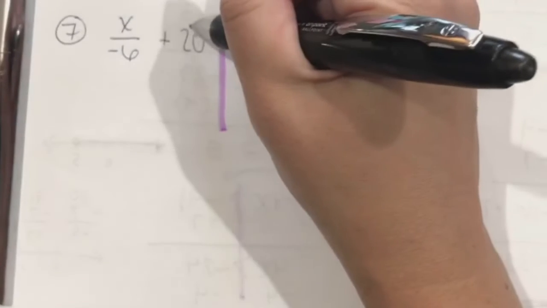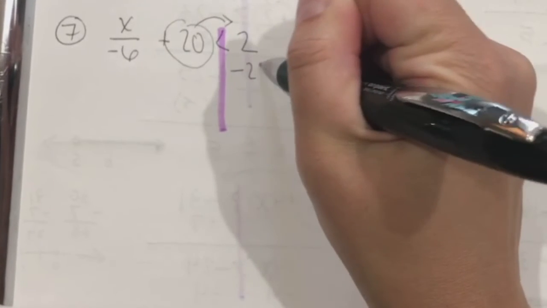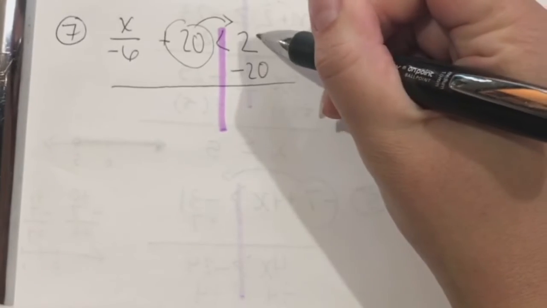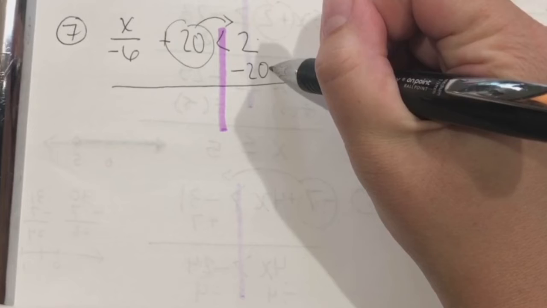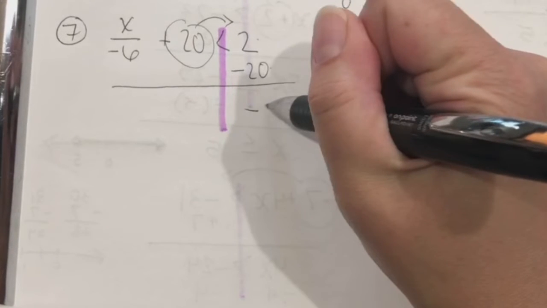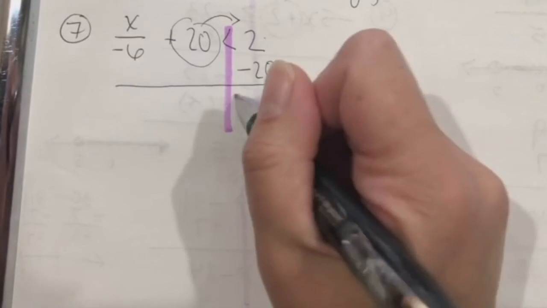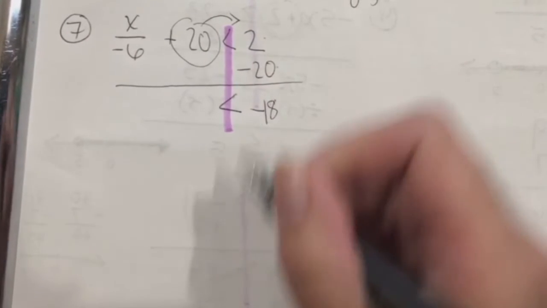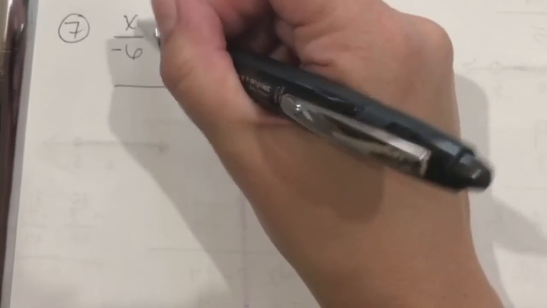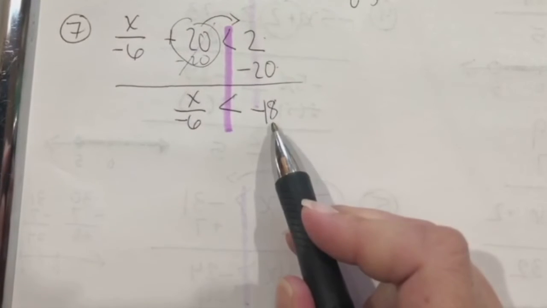Okay, we'll take the 20 and flip it to the other side. It becomes negative 20. 2 minus 20, so the 20 is bigger. We'll be left with negative 18. We didn't multiply or divide, so this stays the same direction. And that got canceled out when we flipped it. So we have x divided by negative 6 over here, and then negative 18 on this side.